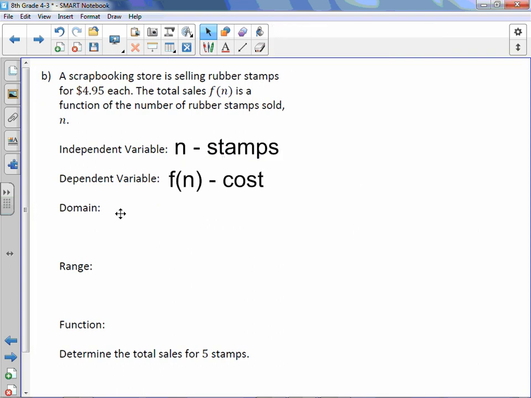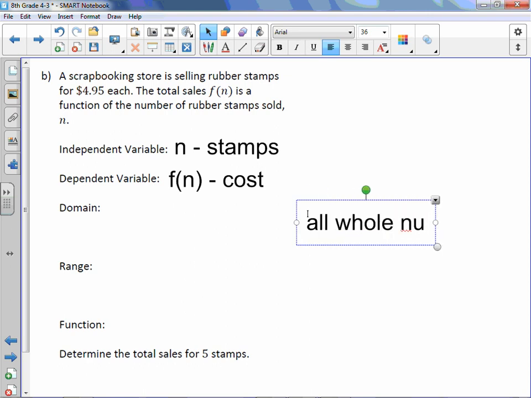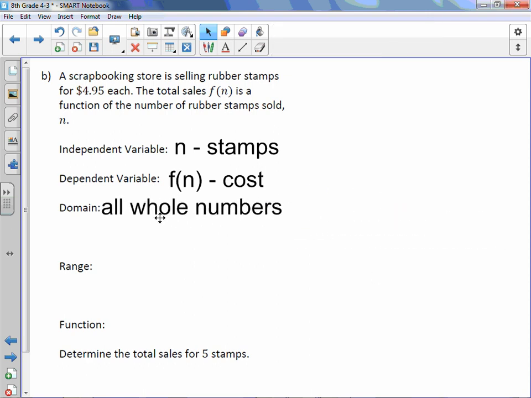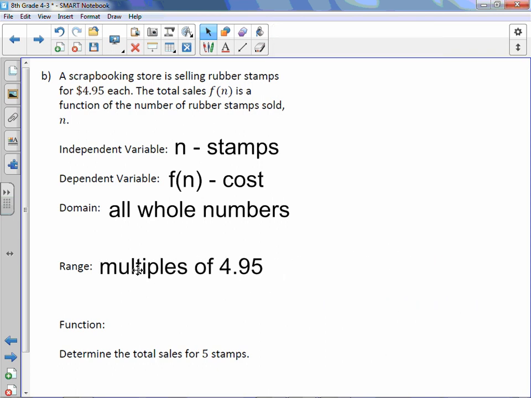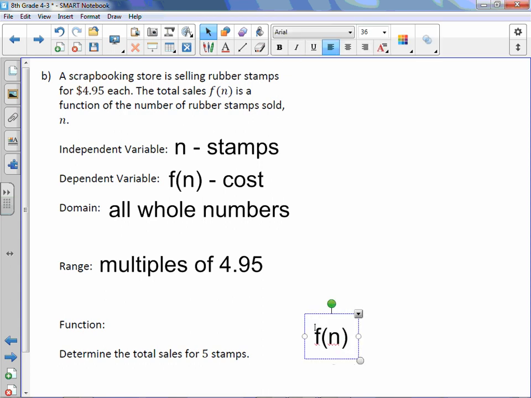Domain. So we're kind of in the same situation as before. You can't have fractional stamps, you can't have negative stamps, so your domain is all whole numbers. Because this is all whole numbers, our range has to be a multiple, in this case, of $4.95. Our function would be f of n equals $4.95 times the number of stamps.